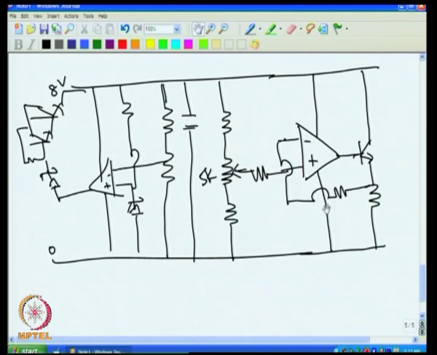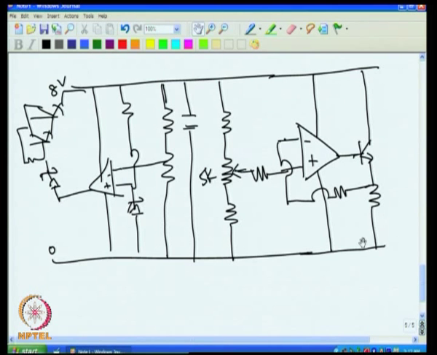Essentially our idea is that whatever voltage is there here, the same voltage will come here. So, if I give more voltage, then I will get more voltage here, and automatically more current will flow. So, if I increase this, then I will find that the current through this is also increasing.